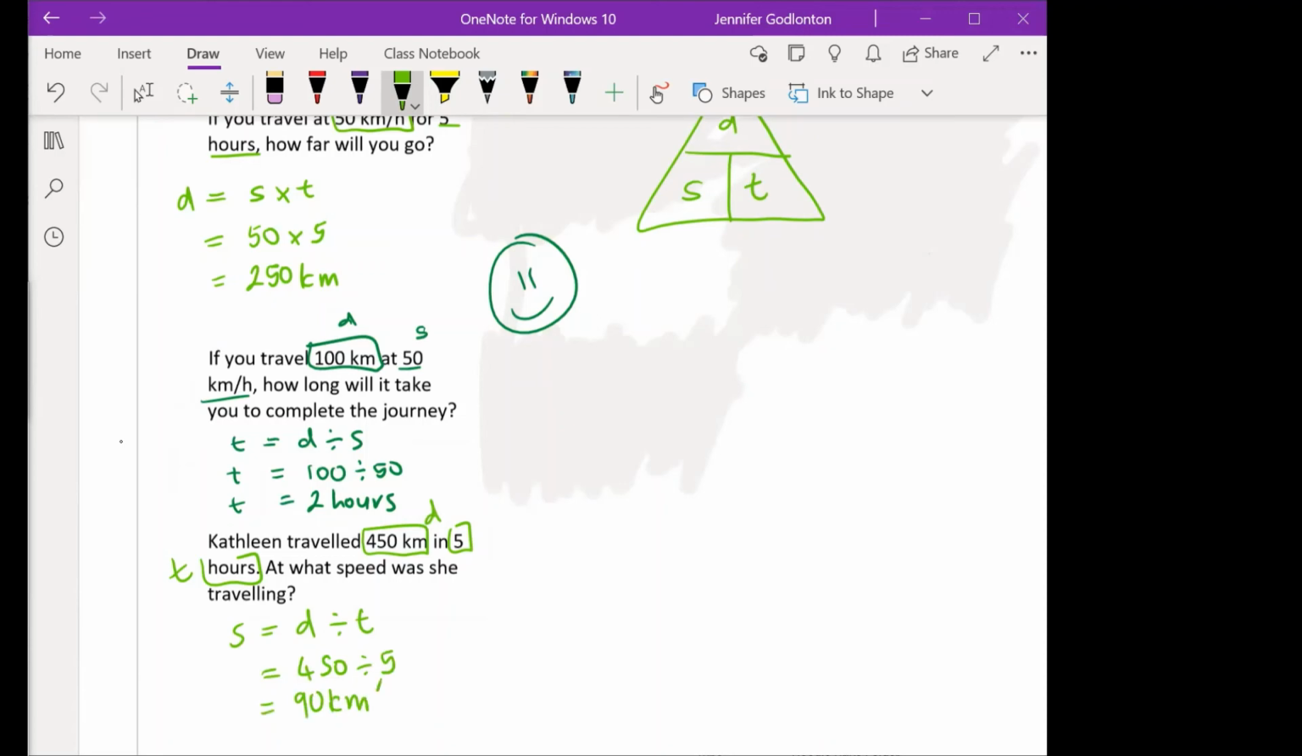And remember, if it's speed, it has to be a rate per hour. If we don't write that rate there, we will be marked wrong, because if you just write kilometers, it's like you're talking about distance, which is different to speed.